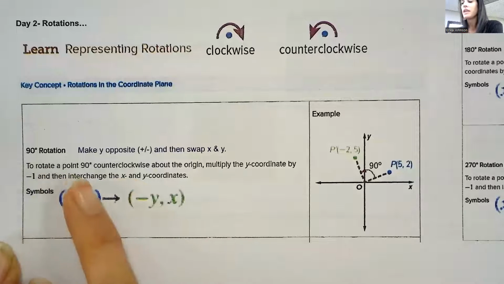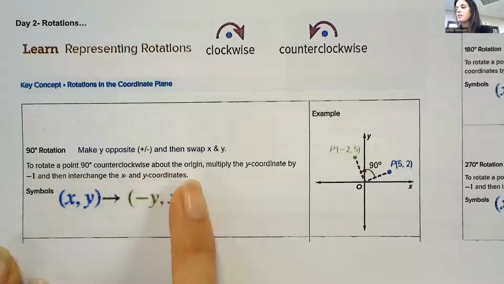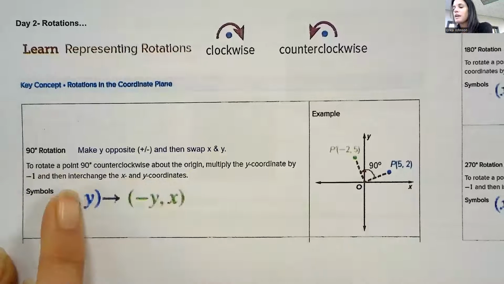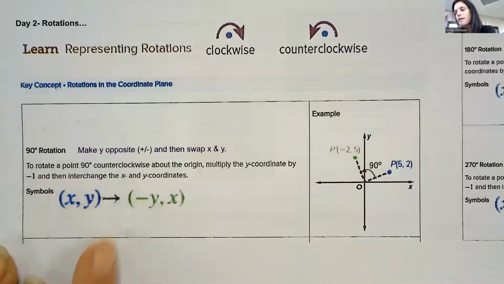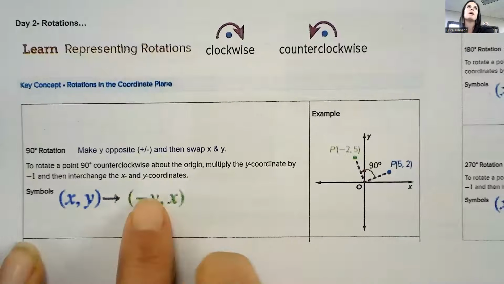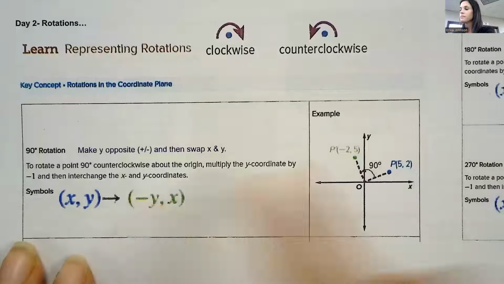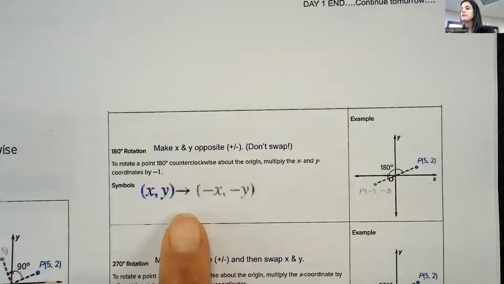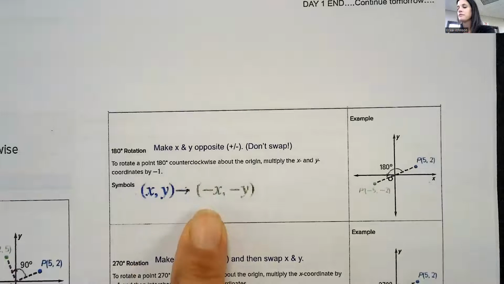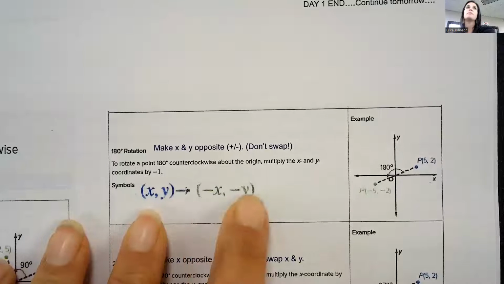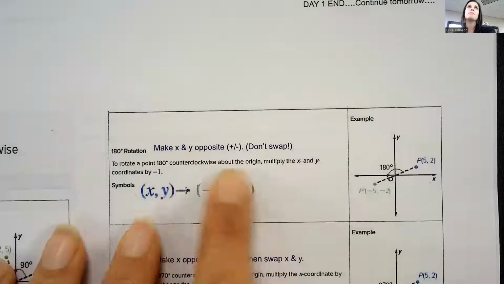To rotate a point 90 degrees counterclockwise about the origin, you multiply the y coordinate by -1 and interchange the x and the y. Okay, so here it is with the mapping symbol. X and y switch around, y is opposite. For 180 degrees counterclockwise, you don't swap them. Just make x and y both opposite.